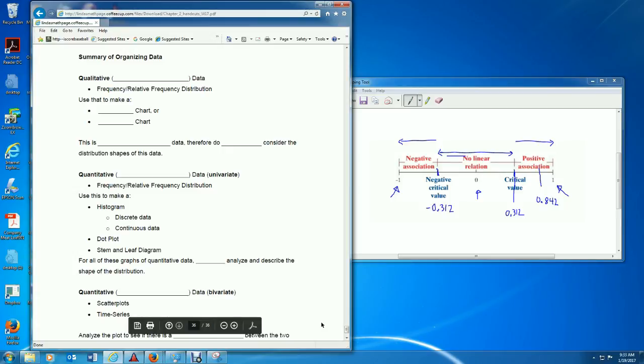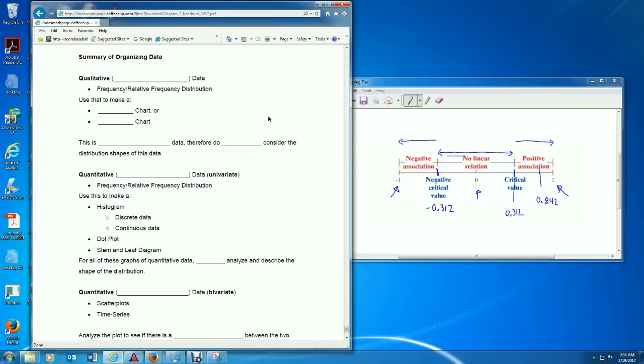Alrighty, and finally, just a summary of organizing data. We started by talking about qualitative categorical data. We use that to make a frequency distribution, a relative frequency distribution. Remember, we did that with the ethnicities of my former students. Then you can use that to make either a pie chart or a bar chart.